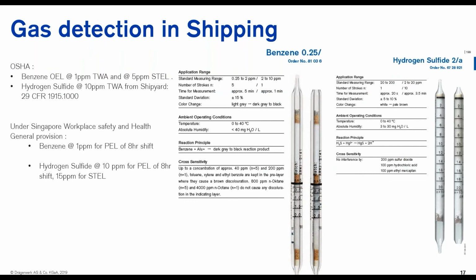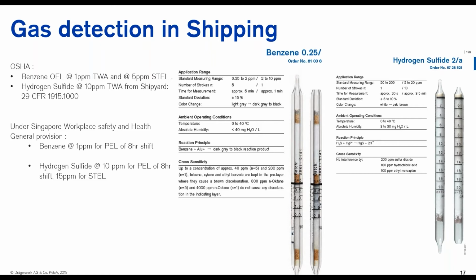So these are examples of the guidelines, either from OSHA or the Singapore Workplace Safety General Provisions. Which kind of guideline should you use in terms of the OEL limits? If you are looking at OSHA, for example, for benzene, the OEL limit is 1 ppm for an 8-hour shift, very similar to the benzene PEL of 1 ppm for an 8-hour shift.